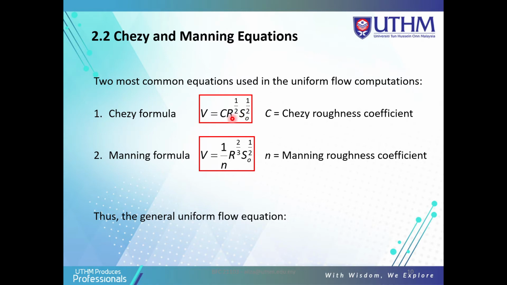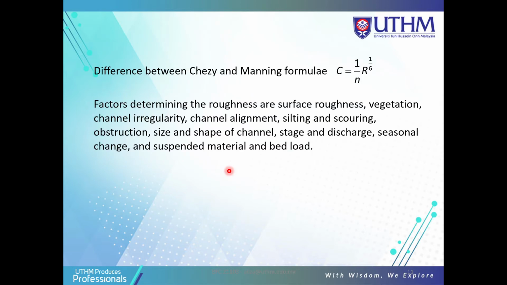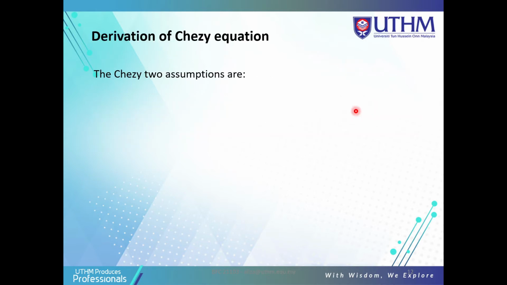These types of equations are usually given in your test or in your final. So that's the general uniform flow equation: V is equal to a constant times the hydraulic terms. The constant is actually for the roughness, the Chezy roughness coefficient and the Manning roughness coefficient. The difference between the Chezy and Manning formula is that C is equal to 1 over n times R to the power 1 over 6. So this is the difference between the Chezy and Manning formula.